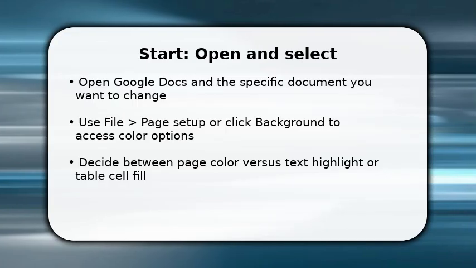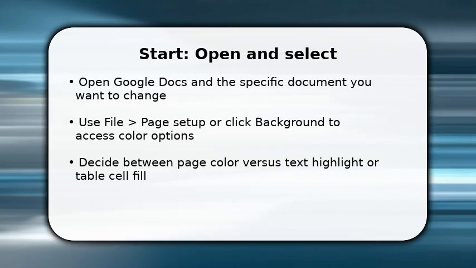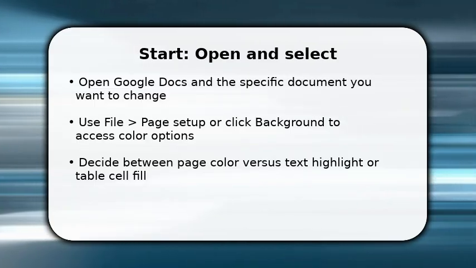Enjoy the video. You should already have the document open. Now select File, Page Setup, or click anywhere on the page to reveal the toolbar. Choose whether you want a page background color, text highlight, or table cell color. This determines the tool you use.